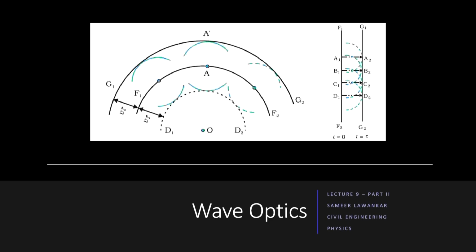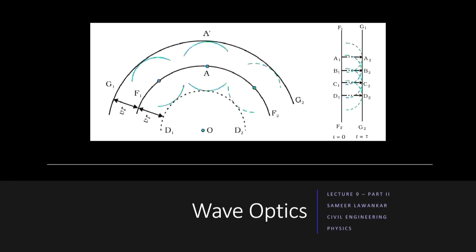Hello everyone again. This is lecture 9 part 2 of wave optics. In the previous lecture we started with one of the forms in which polarization happens in our natural surroundings, that is polarization by scattering. Today we will go on with further discussions and see how polarization is done by reflection. What is this instance?